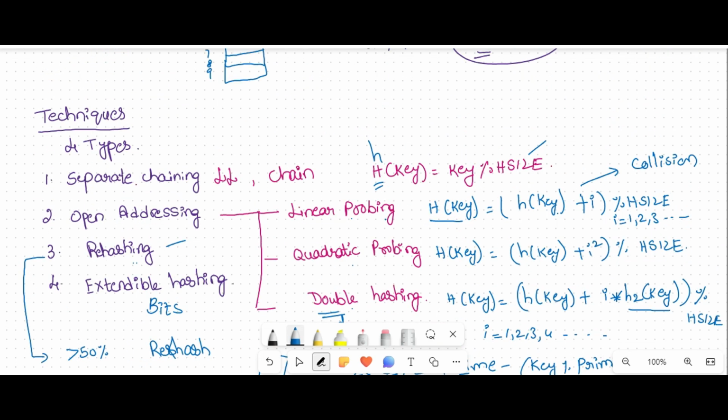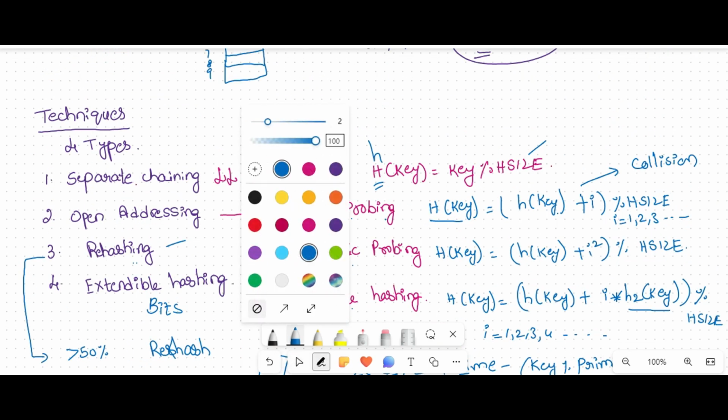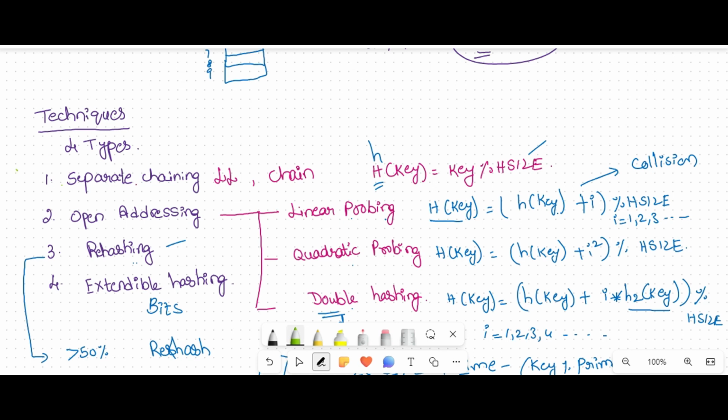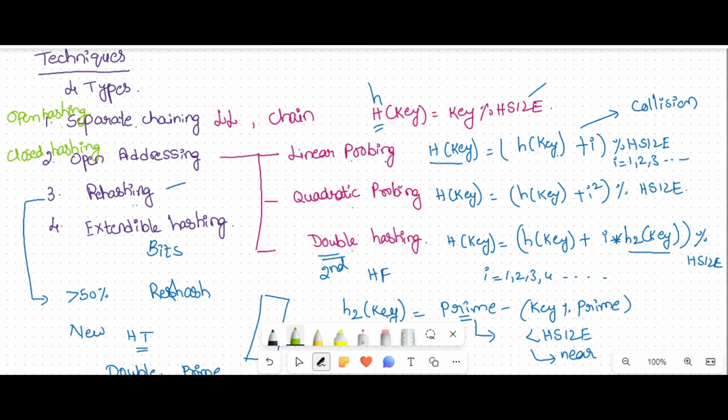Now this separate chaining is also called open hashing. Separate chaining is also called open hashing. So this open addressing is also called closed hashing. So now these are the collision resolution techniques used in the hash function.